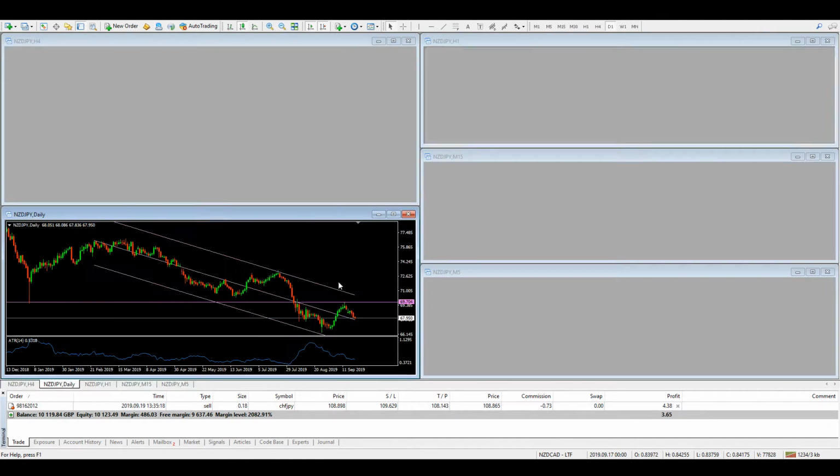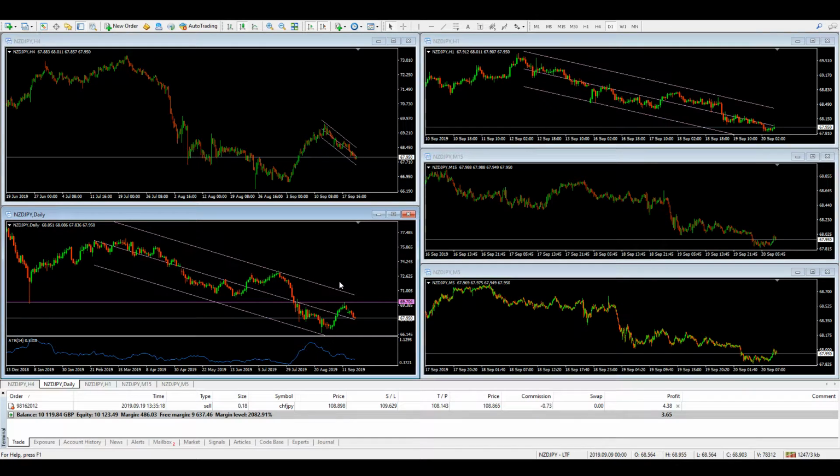So next, NZDJPY. Yeah, some decent bearishness. Similar concept with the 4-hourly needing a bit more value, but I think there are better trades out there than this, from the ones I've previously mentioned. So I'd pass on that.